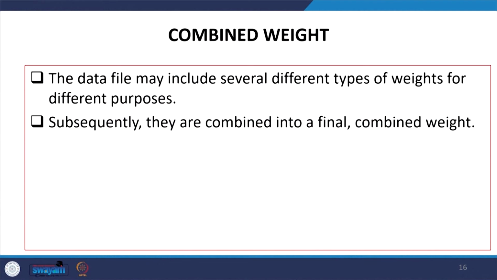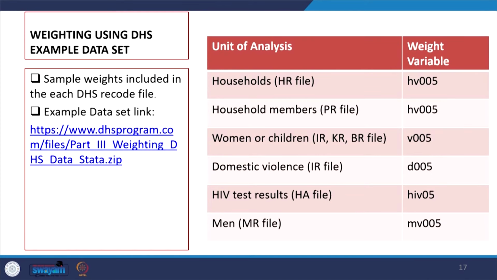The last one we are discussing is the combined weight. The data file may include several different types of weights for different purposes. Okay. Subsequently, they are combined into a final, combined weight. So, we will be discussing some of those in our explanation, and how different databases are in fact utilizing these weights or coming up with these specific weights.